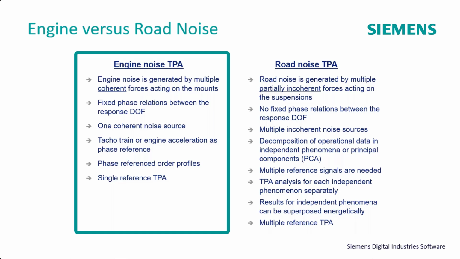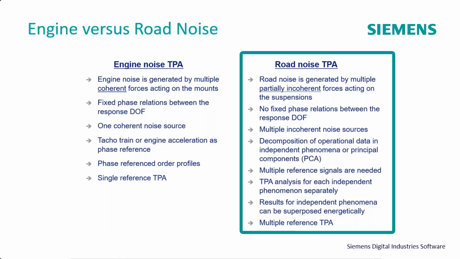A tacho train or some type of a pulse can be used for engine acceleration as a phase reference. So I can have a reference on my tacho, or I can do an accelerometer on my engine and use that as my phase reference. We can calculate phased reference waterfalls, and from that calculate phased reference orders, and we can use that in a single reference transfer path analysis study.